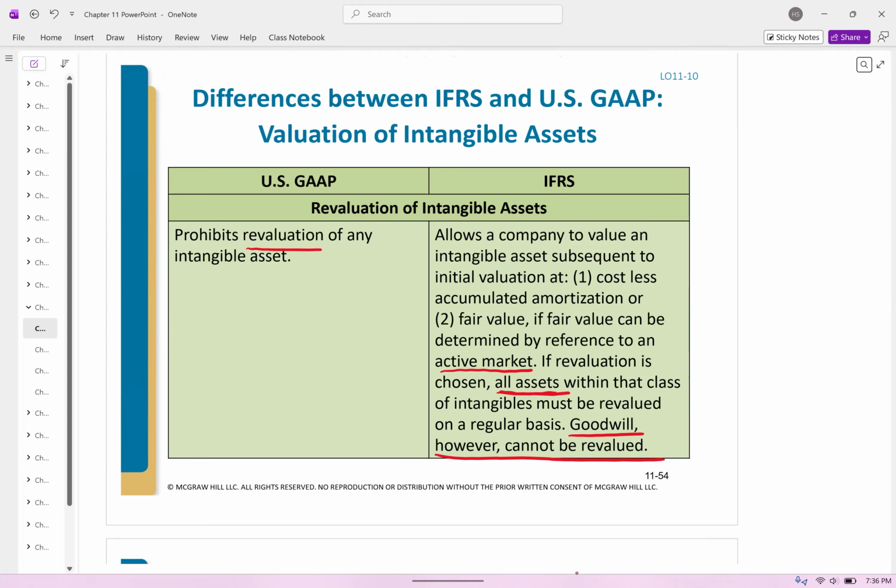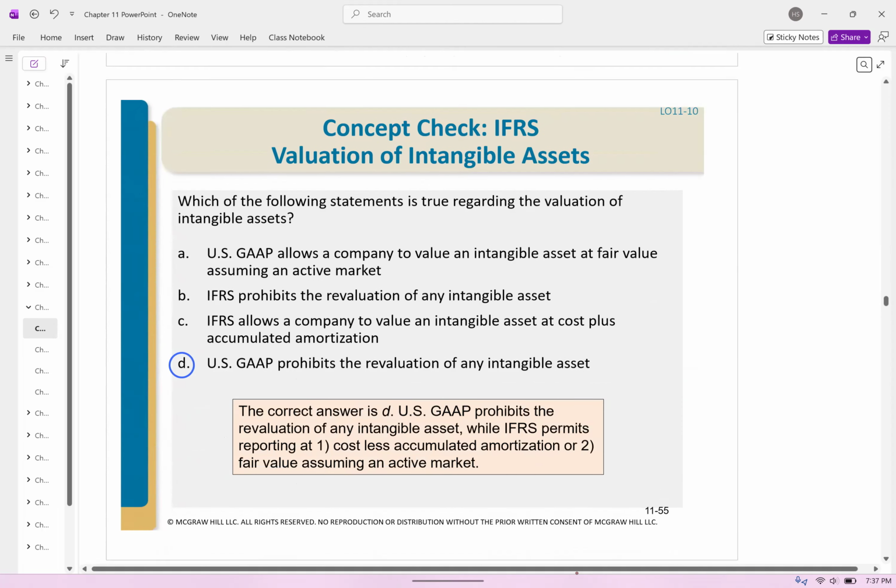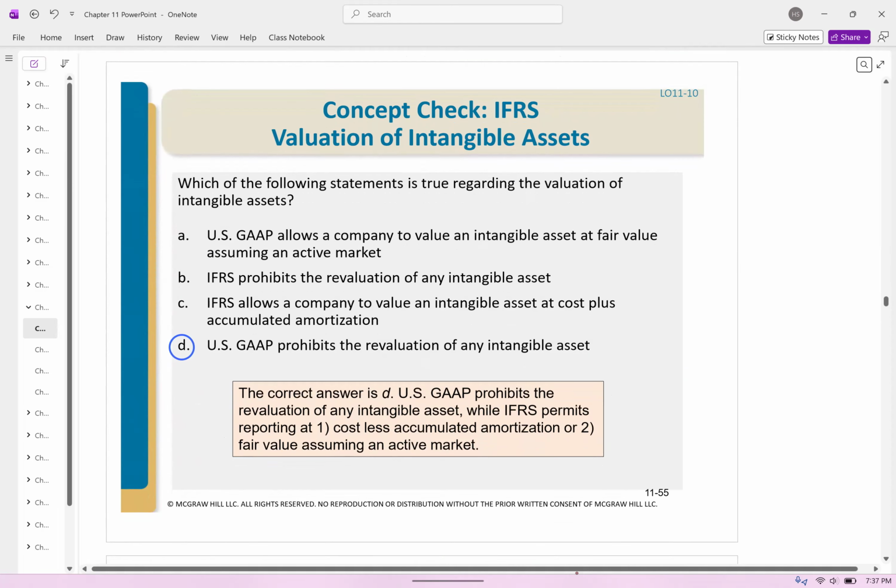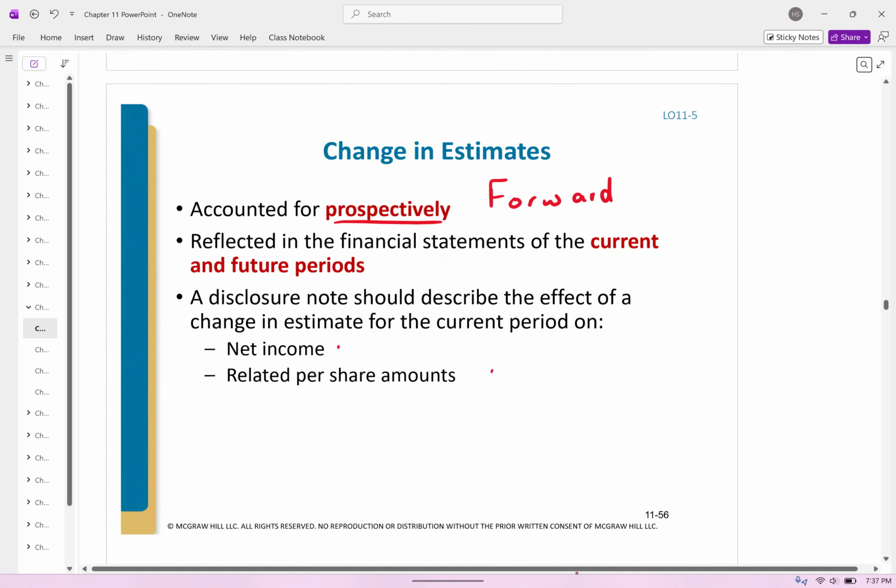There is no way to calculate a revaluation on goodwill, and you actually can't even record goodwill. You may be the company that created the goodwill, but you can't record goodwill. Whoever buys your company can record goodwill. That's the only way goodwill gets revalued, in a complete total purchase of a company. So keep that one in mind. And we have a little concept check here. Then we are moving on to changes in estimates.